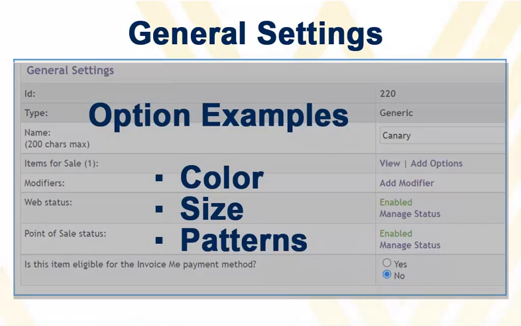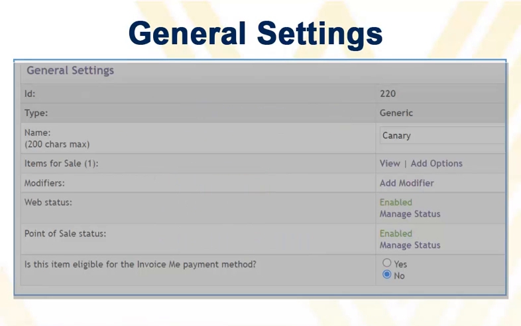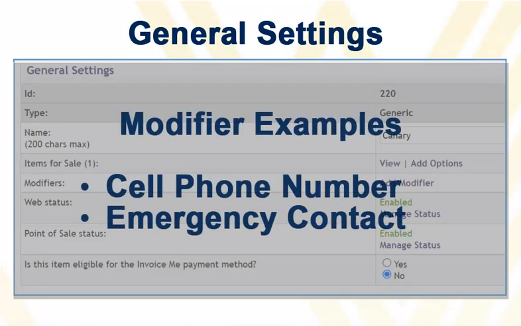An option can be a choice for the user, such as color, size, or pattern. In your reports, they will show up as different items. A modifier is a choice for the user that provides more detail, such as cell phone number or emergency contact.